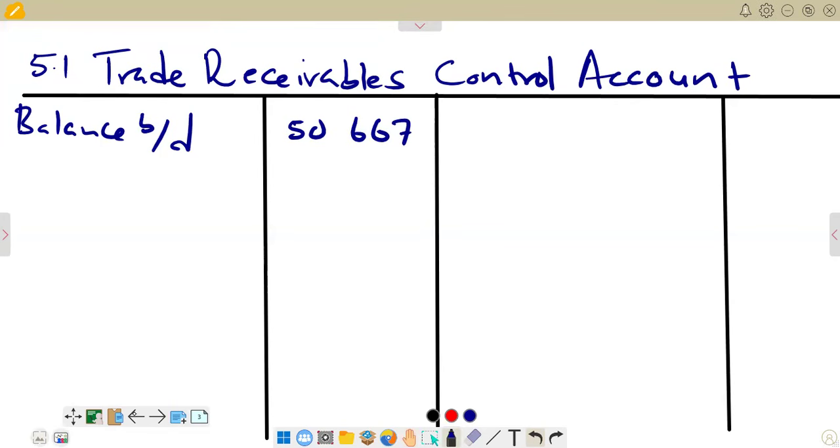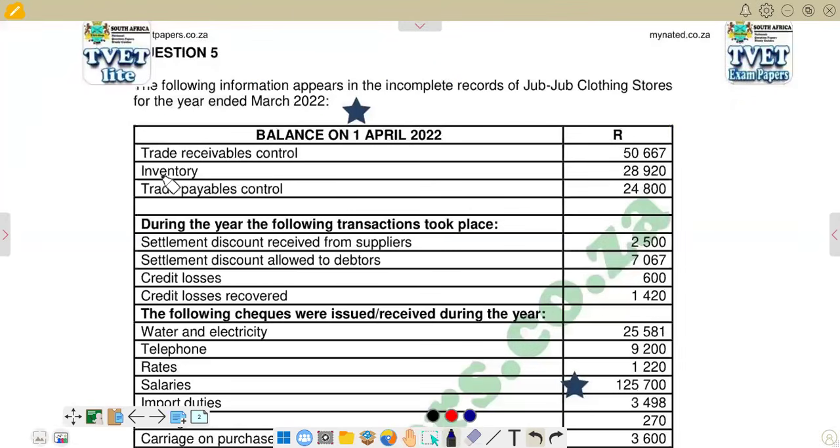And then we can go again to find any other information that we should put in the trade receivables control. So we go now to: during the year the following transactions took place. First, we have got a settlement discount received from suppliers. And remember, suppliers are going to affect our trade payables control, so we can leave that one. Then we've got a settlement discount allowed to debtors. This is another transaction that we need to take note of.